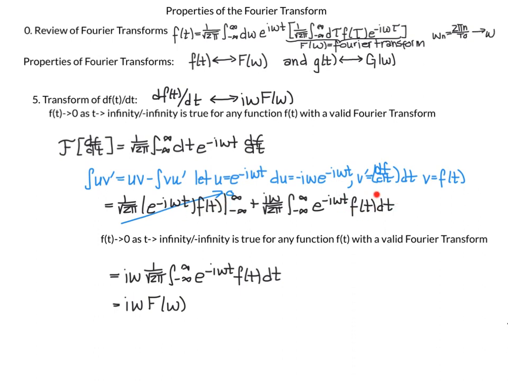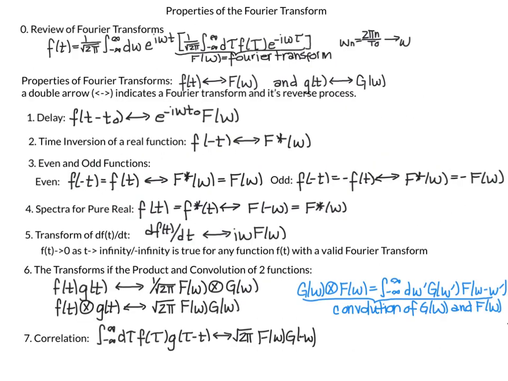Here we don't have f of t, but we have the integral involving f of t. So we can't just make that go to 0 either. But this is exactly the Fourier transform. So what we get is i omega times the Fourier transform. So this is how this is related. If we know the Fourier transform of f of t is equal to capital F of omega, then the Fourier transform of the derivative of f of t is i omega capital F of omega.